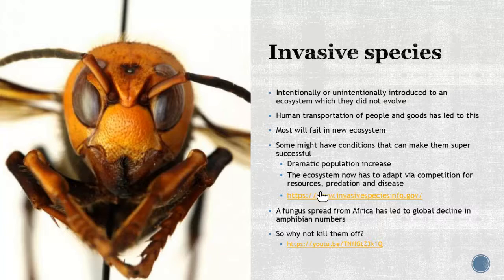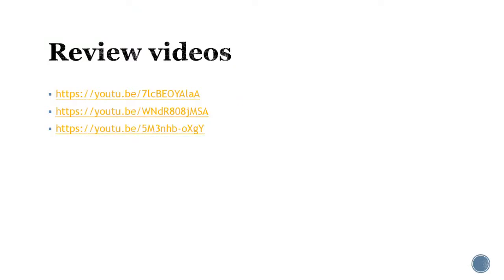So this is a link to a list of invasive species, and then that asks you, why don't we kill them off? This is a video that talks about the danger of actually killing off these invasive species. So here are your review videos, and the next one will be on climate change.